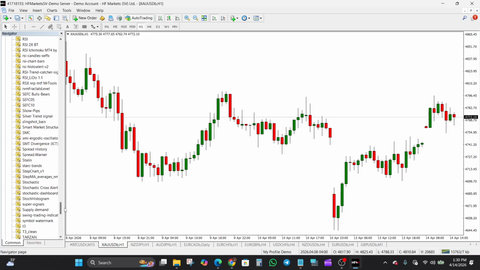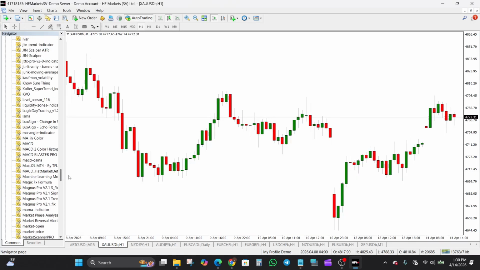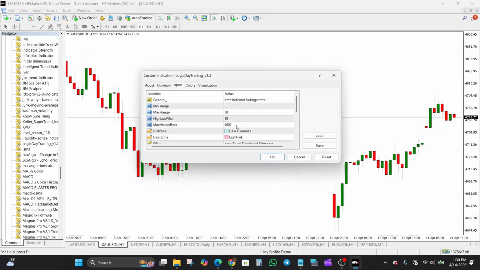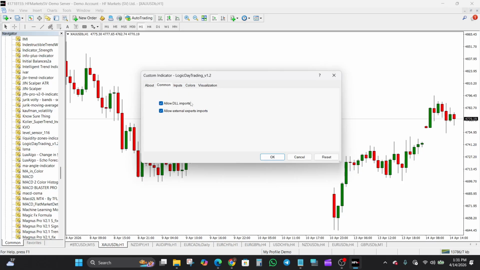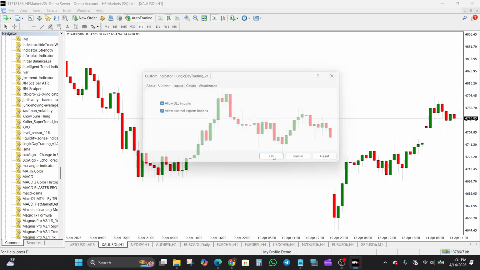All right, let us start by adding the indicator to the chart. Okay, the logic day trading indicator, drag and drop. Feel free to modify the input settings, the values, the colors, and whether you want alerts enabled or disabled, all of that. Also ensure that you have the allow DLL imports box checked.